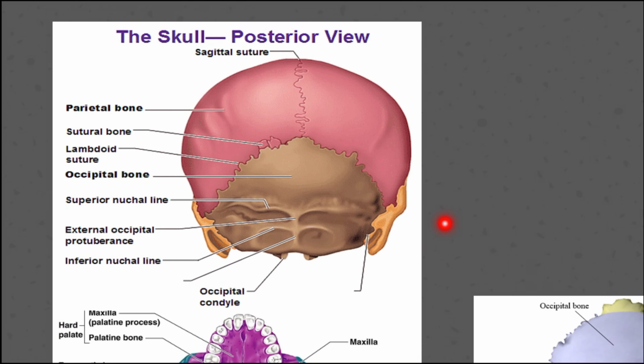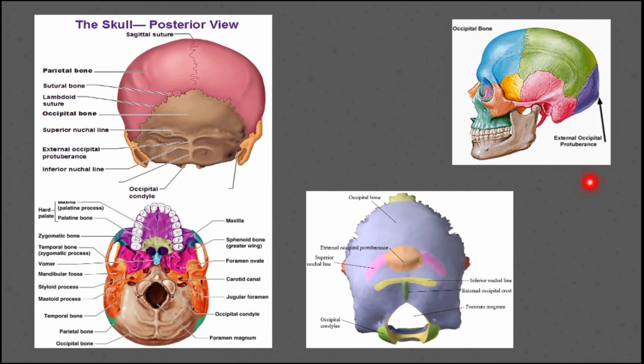From the posterior view, we can identify three important structures, which are the external occipital protuberance and the inion process on it. We can see the superior nuchal line and inferior nuchal line and part of the occipital condyles. That's the external protuberance from the lateral view, and that's it from the posterior view.